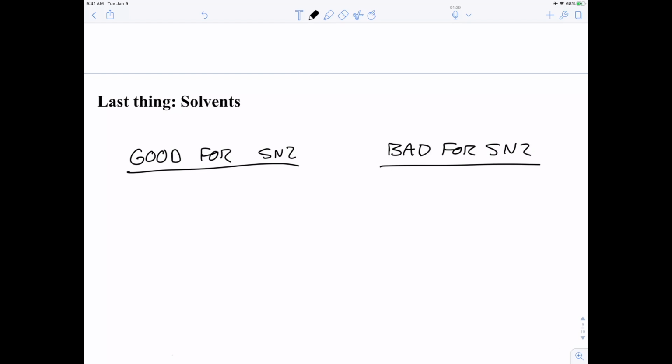So we want to think about different types of solvents that are good for SN2 or bad for SN2. So first and foremost, the good ones. We want things that are going to be polar solvents, but that they are aprotic solvents. So that means no OH, no NH type of bonds. Those are going to be protic solvents. And those ones are not so good for SN2. So those are our polar protic solvents.